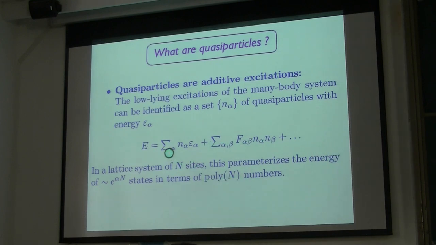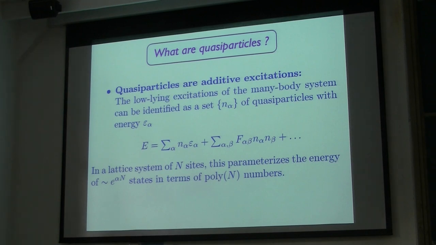And now the important point is that the number of labels of the quasi-particle, this label alpha, is not exponentially large. It's of order N. N is the size of the system. You know, like the momentum. The number of values of the momentum of the quasi-particle is N. It's not e to the N. So everything is about the distinction between N and e to the N. Those are both large numbers, and one is much, much, much larger than the other.